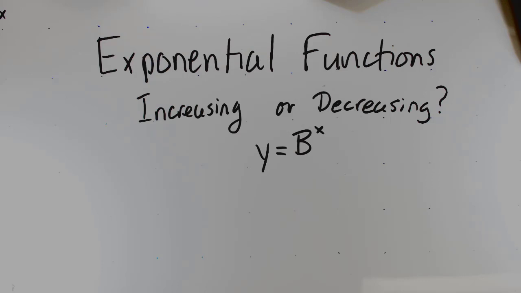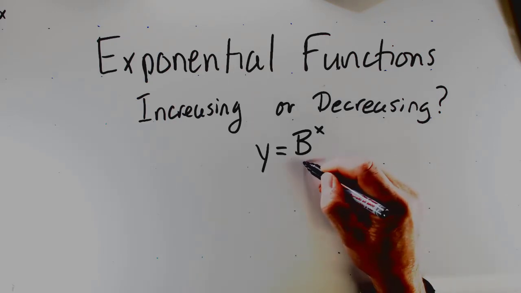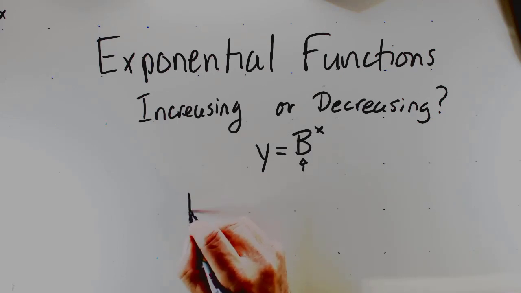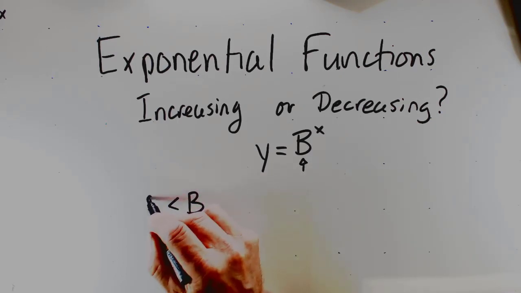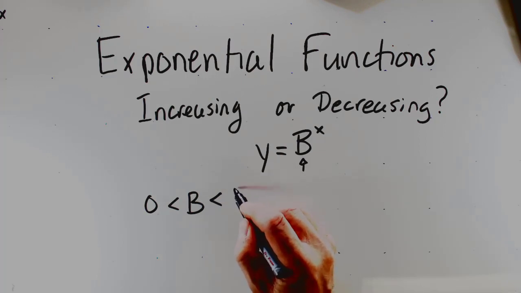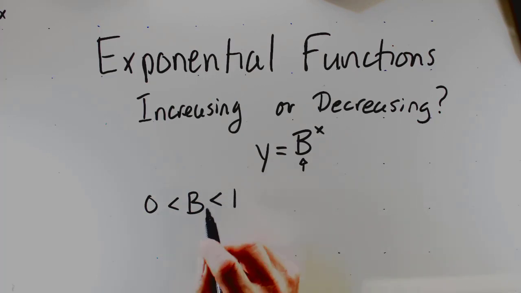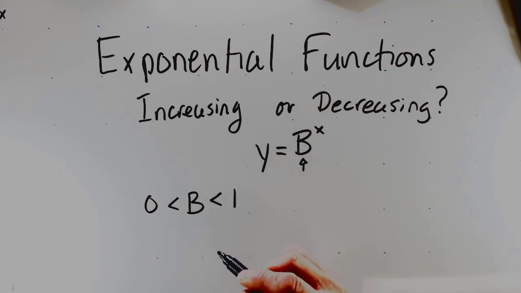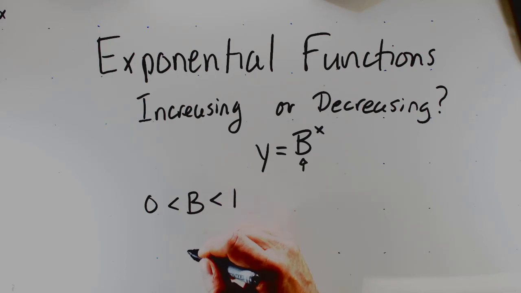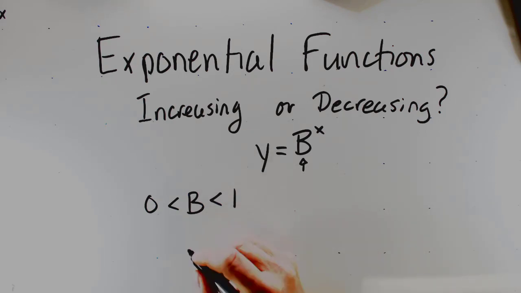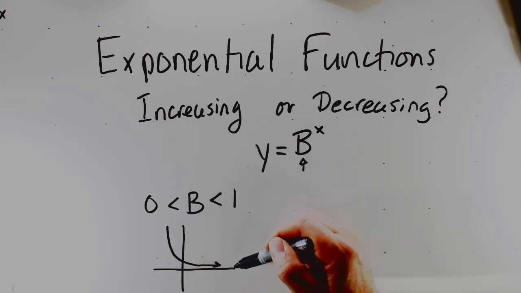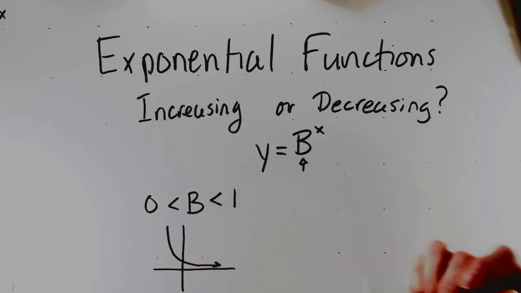And so we are wondering if an exponential function is increasing or if it's decreasing. And just in general, all we really need to do is look at this base. Now, if this base is greater than 0 and less than 1, in other words, it's some fraction less than 1 but greater than 0, generally speaking, this function is going to be decreasing.